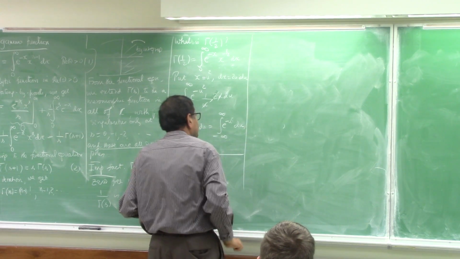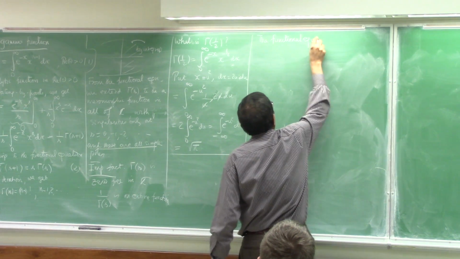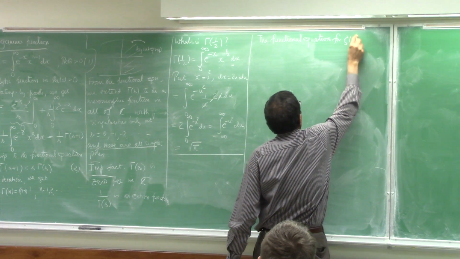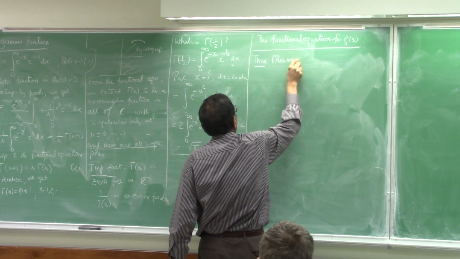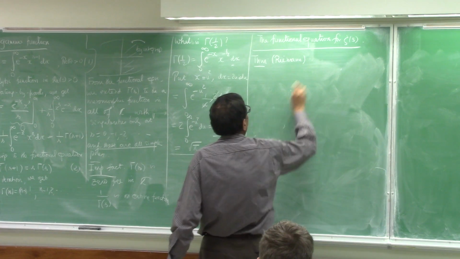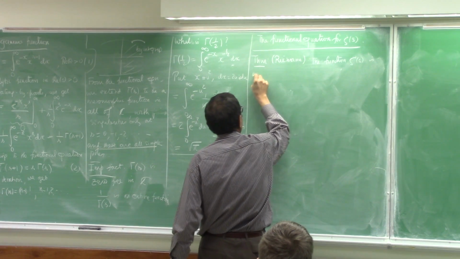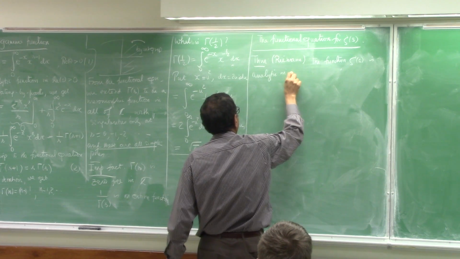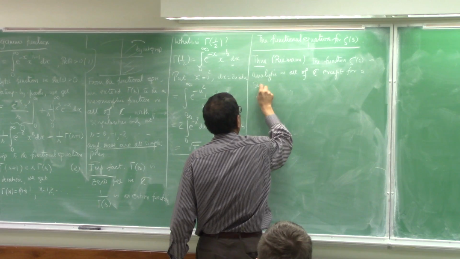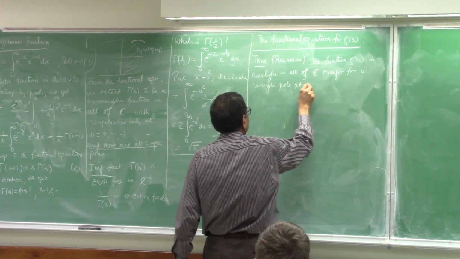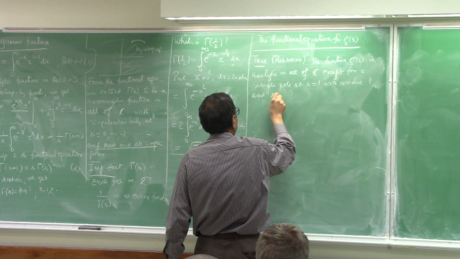So now let us move on to the functional equation for the zeta function. So this is Riemann's theorem. The theorem is: the function zeta s is analytic on all of C except for a simple pole at s equal to 1 with residue 1, and satisfies the functional equation.